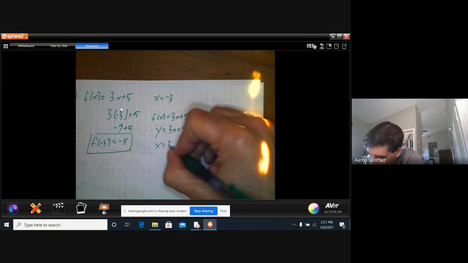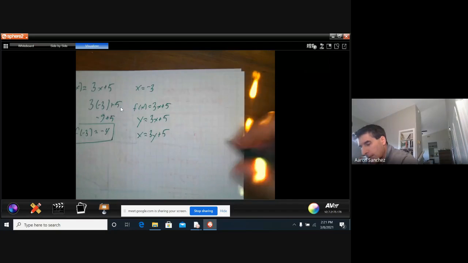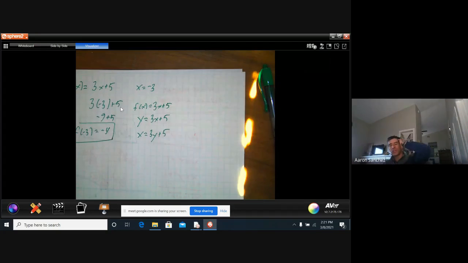x equals 3y plus 5. Okay, guys, go ahead and solve for y. I'm going to call on one of you. Tell me what it is. What is the inverse? Go ahead and solve that.